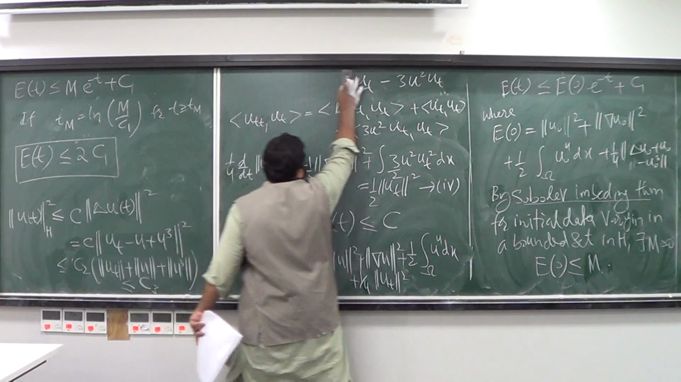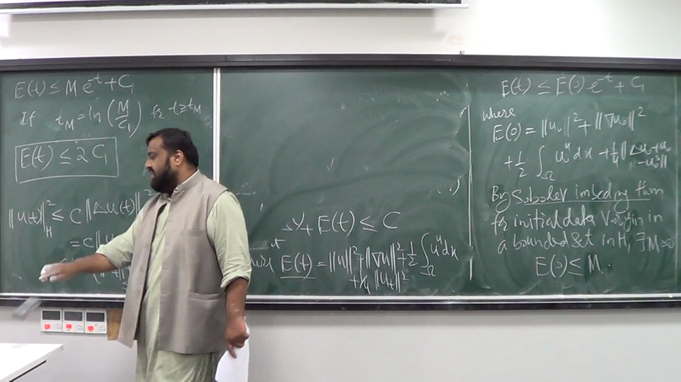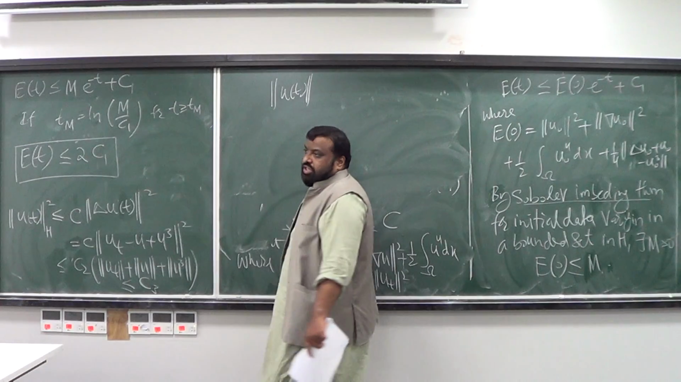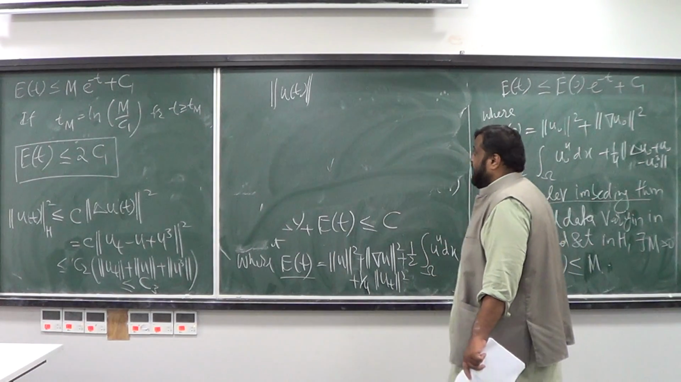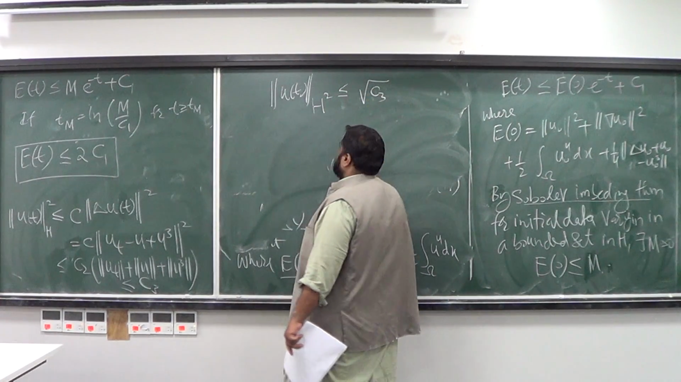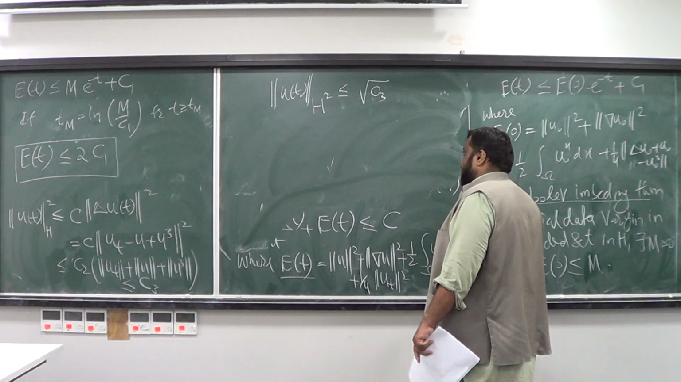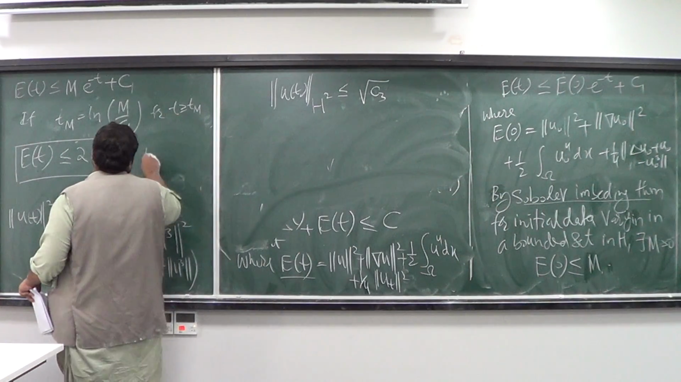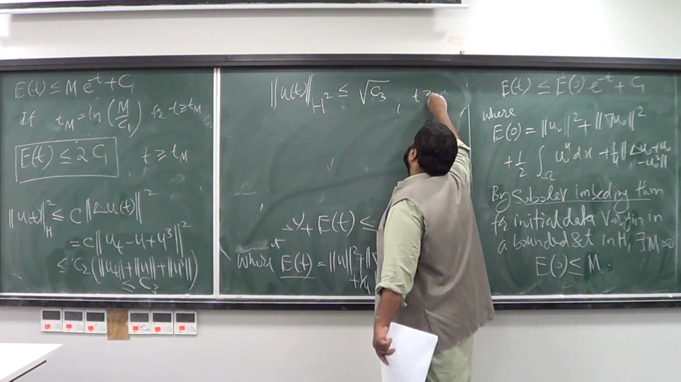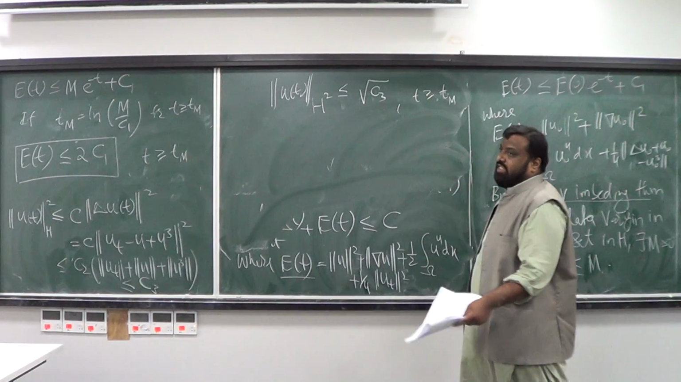So what is the net conclusion? The net conclusion is what we proved: that the H2 norm of the solution of our nonlinear evolution equation star is less than or equal to the square root of C3. By the way, this is true for all t bigger than or equal to Tm, some fixed instant.